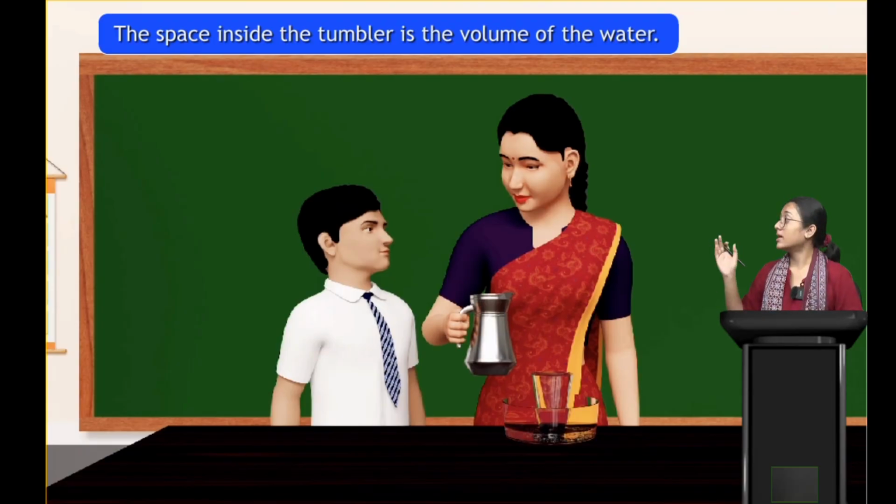So the space inside the tumbler is the volume of the water. Clear? The space inside the tumbler is the volume of water. The amount of water the tumbler is able to capture or store is the volume of the water present inside the glass. Clear?